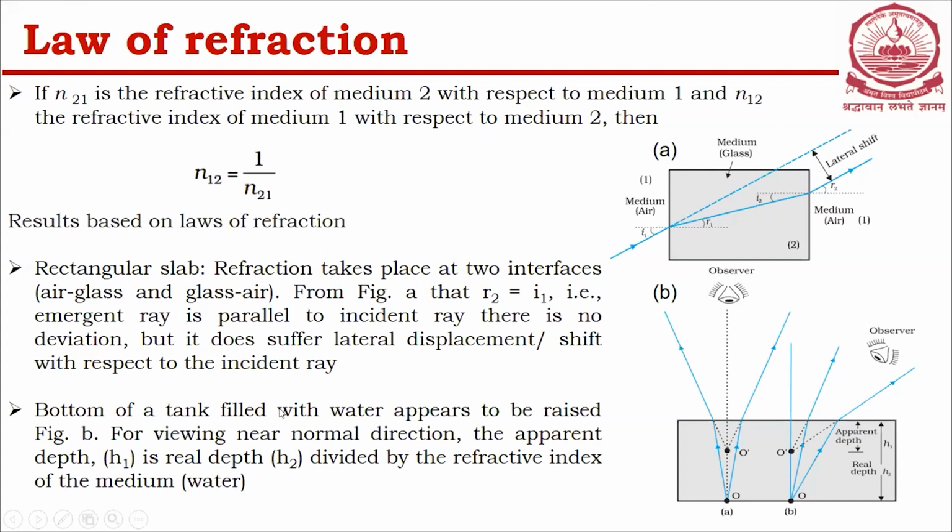Another example is a tank filled with water. You can see that the bottom of the tank appears to be raised. The apparent depth is a little bit lesser than the real depth, as seen from the top of the surface. The apparent depth is H1 and the real depth is H2, so the real depth is divided by the refractive index of the medium. Because of the refractive index, the apparent depth is less than the real depth H2. These are just two examples of refraction.